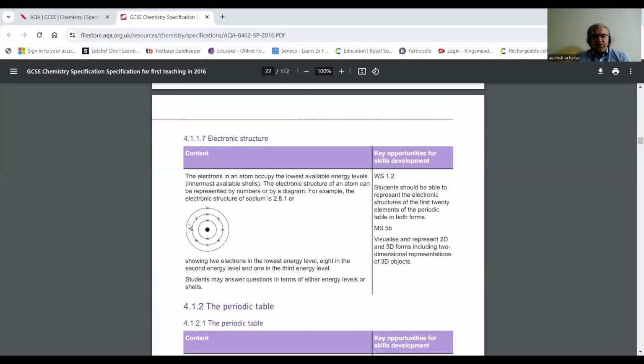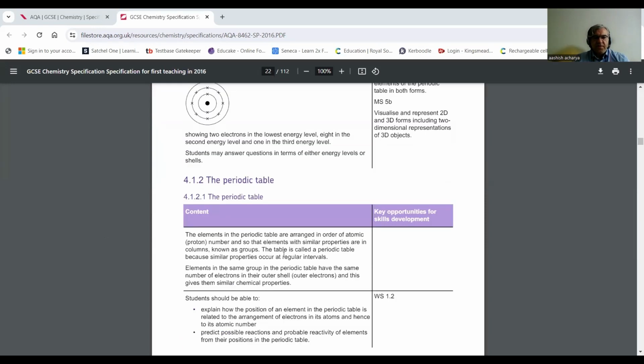So electronic structure is pretty easy. It always follows that order of 2 in the first shell maximum, followed by 8, and then followed by 8. The last shell that you need to be aware of is with calcium. Calcium has 20 electrons, and that means the electron configuration of calcium will be 2, 8, 8, and 2. Now, the last number tells you what group it's in because it has 2 electrons in the outer shell. Let's move forward.